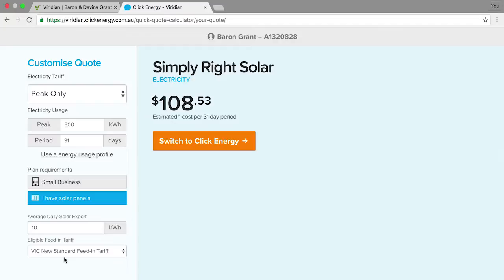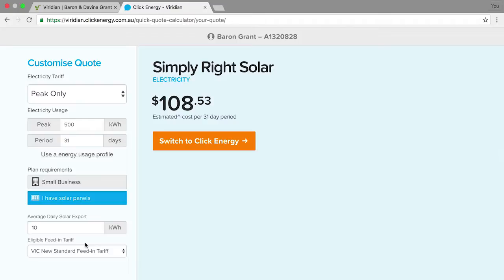Now here we see the next box which came up, the eligible feed-in tariff. So firstly, I'll explain what a feed-in tariff is and how it works with the solar system. So obviously, when a customer has a solar system on their roof, the solar is then generating electricity. Some of the electricity will be being fed into a customer's house. Other parts of the electricity will be being fed back into the grid, and the customer will be being paid per kilowatt they get fed back into the grid.